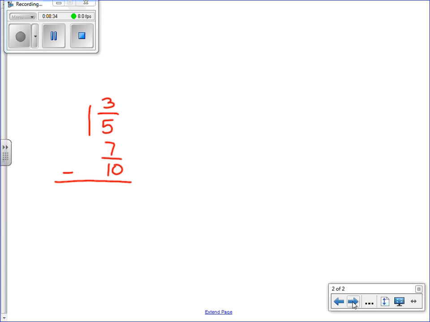Okay, so you should have done this on your own. First thing you should have looked at is my denominator is not the same. I know that between those two, my denominator is going to be a 10. 5 times 2 is 10, so 3 times 2 is 6. 10 is already there, so I just have to bring it over, but I'm going to bring over my whole number as well. I noticed that my 6 and 7, that's not going to work, 6 minus 7. So let's do improper.